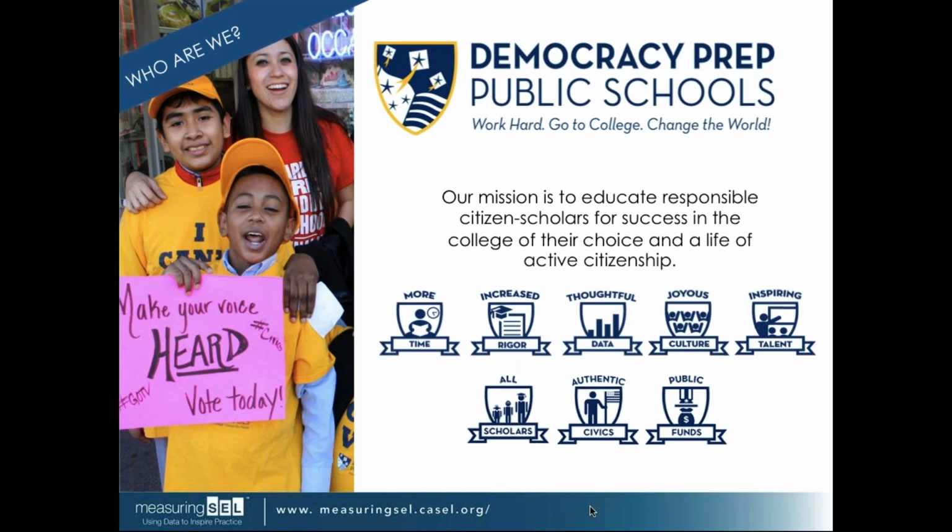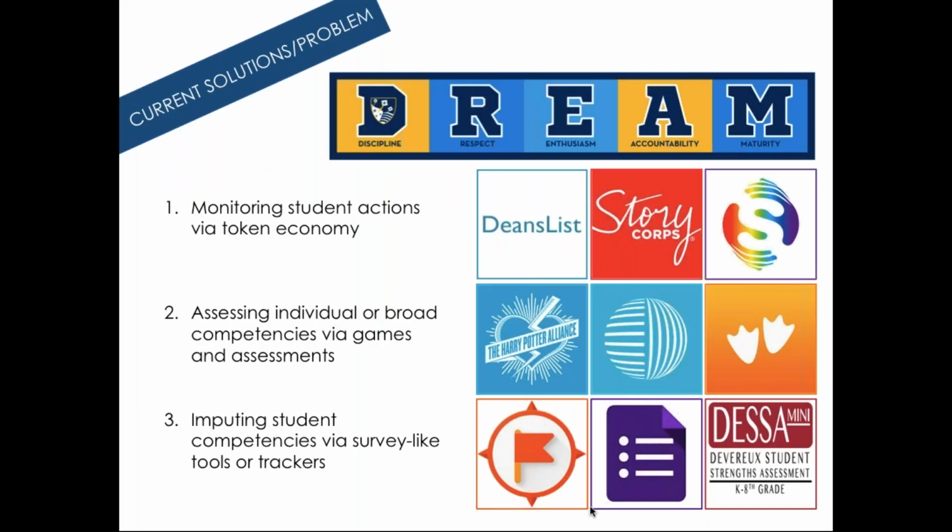And again, just to give you an idea of who we are, our mission is to educate responsible citizen scholars for success in the college of their choice in a life of active citizenship. And again, civics and soft skills and social emotional learning is deeply rooted in what we do. And we recognize that it takes more than academics to get students to be successful. And so that's where we're coming from, or the headspace that Sharice and I were in when we were developing this thing. Next slide, please.